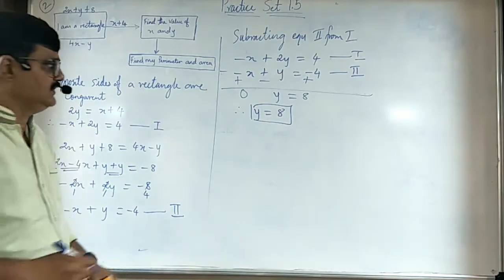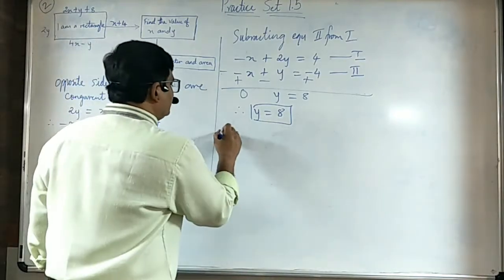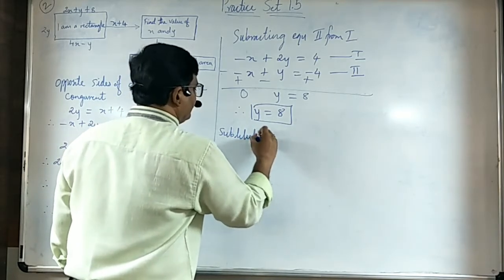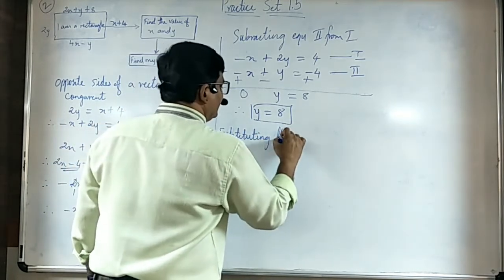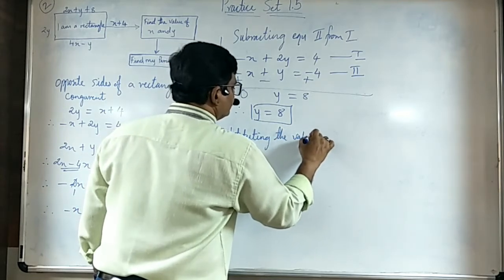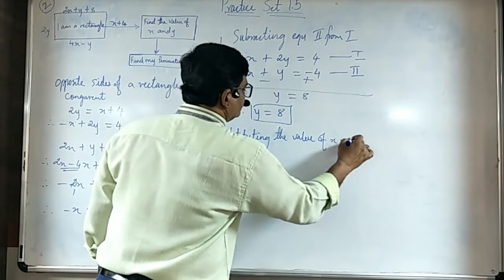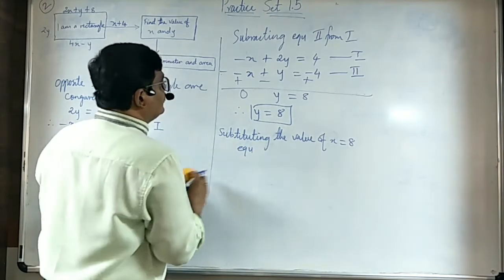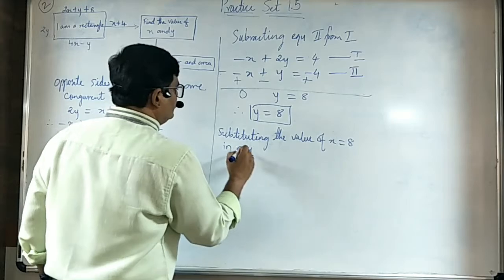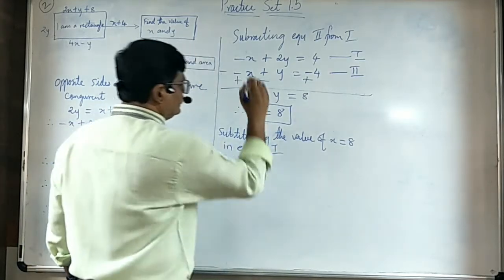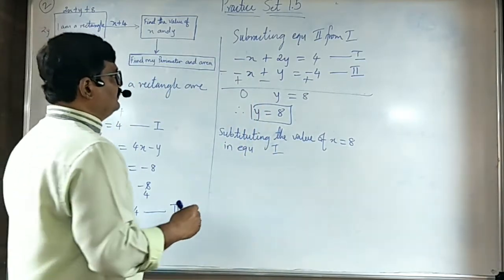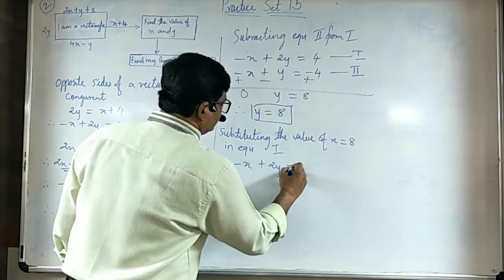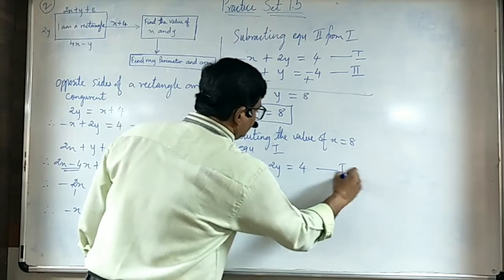Now I have to do the substitution. Substituting the value of y is equal to 8 in equation 1. Can I take equation number 1? It's very simple also. Equation number 1 is minus x plus 2y is equal to 4. And that's my equation number 1.